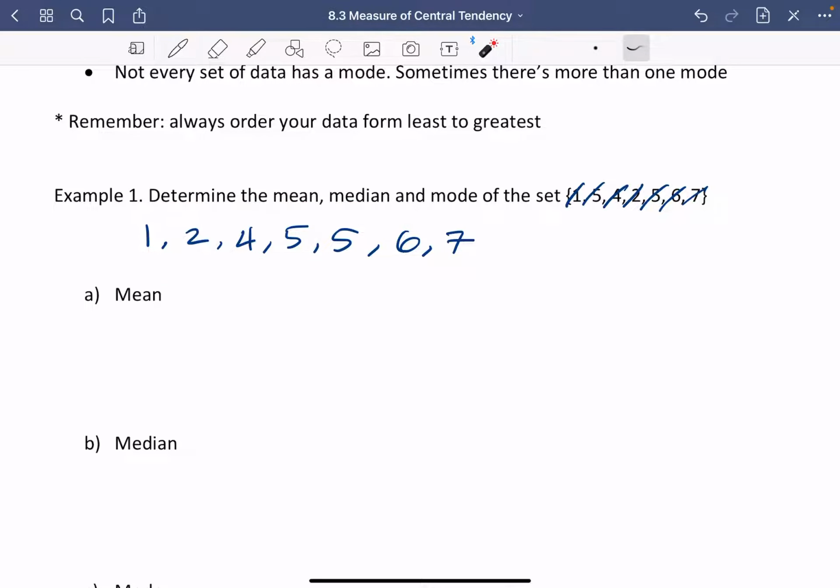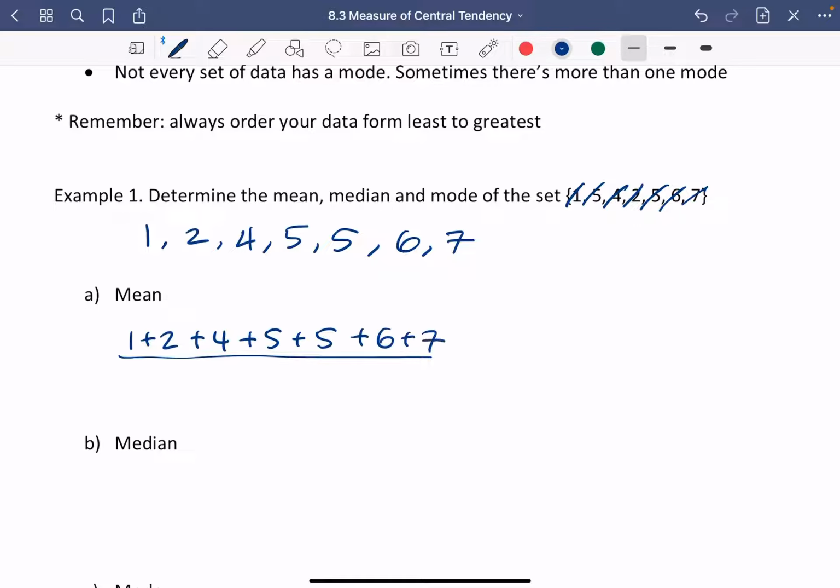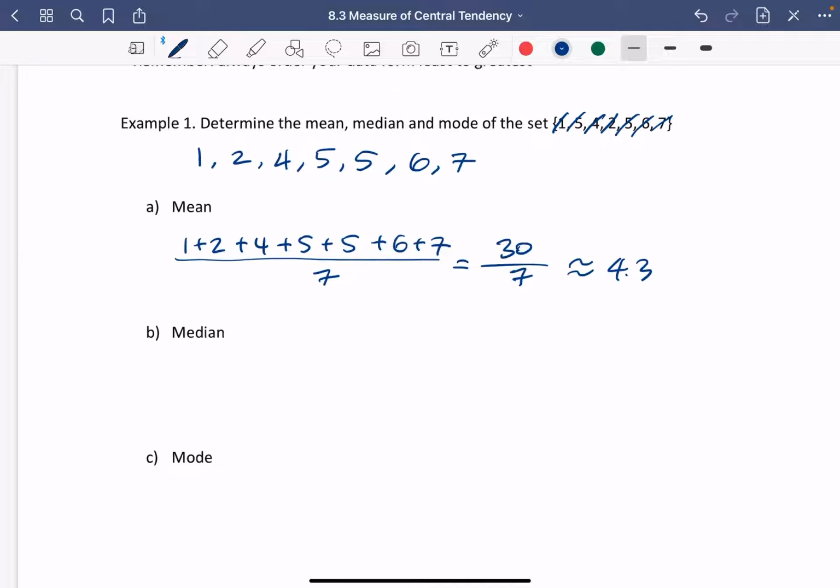And the mean then will be the sum of all the numbers, 1 plus 2 plus 4, 5 plus 5, 6 plus 7, divided by the total number that we have, 1, 2, 3, 4, 5, 6, 7 numbers, so divided by 7. And so it's 30 divided by 7, which is roughly 4.3. So our mean value for this set of data is 4.3.